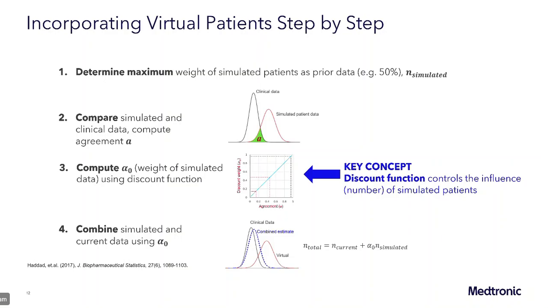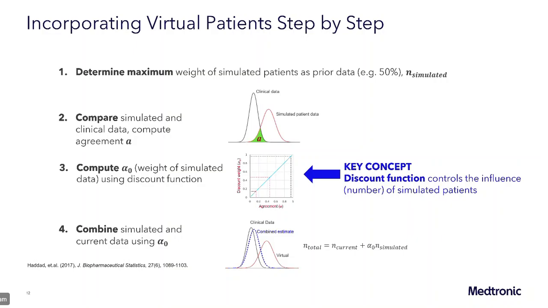So the first step is to set the maximum weight of your virtual patients or your prior. By the way, this methodology can work in any sort of Bayesian setting, even if it's just historical data that you want to use as a prior. So you set some max n. In this case, let's say 50% of the weight is coming from our historical data or our virtual patients, and that's the max. So it can only go down from there.